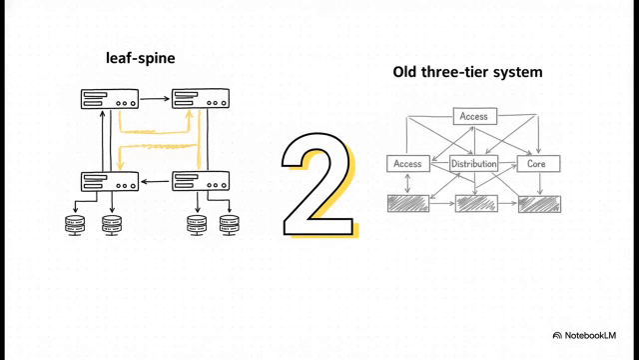Now, I want you to remember this number, 2. In a leaf spine network, any server can reach literally any other server in exactly 2 hops. The data travels from the leaf up to the spine and right back down to the destination leaf. 2 hops, every single time. This is huge because it guarantees highly predictable, incredibly low latency, which completely eliminates those messy, variable path lengths that absolutely plagued the old 3-tier system.